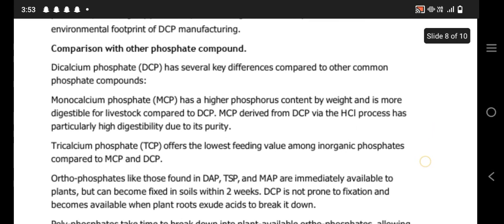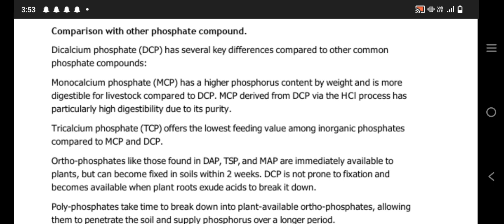Comparison with other phosphate compounds. Dicalcium phosphate has several key differences compared to other common phosphate compounds. Monocalcium phosphate has a higher phosphorus content by weight and is more digestible for pigs compared to dicalcium phosphate. Monocalcium phosphate derived from dicalcium phosphate via the HCl process had particularly high digestibility due to its purity.